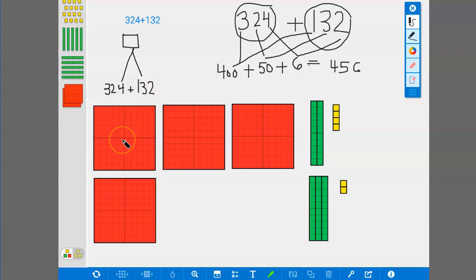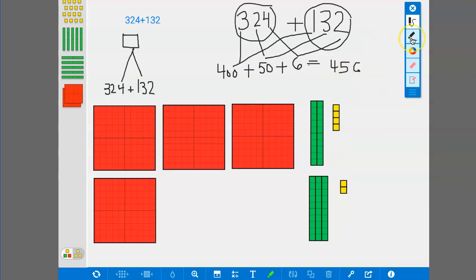And if you're still not sure that's what it makes, let's count it. 100, 200, 300, 400, 410, 420, 430, 440, 450, 451, 452, 453, 454, 455, 456. So that's our answer, 456.